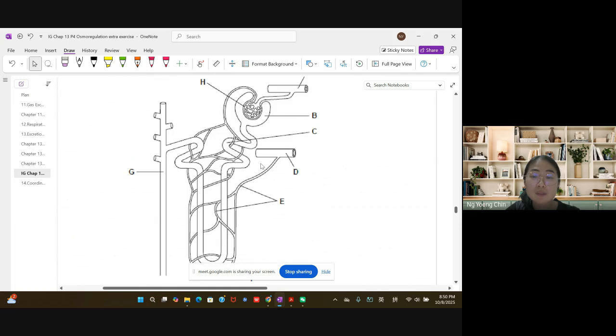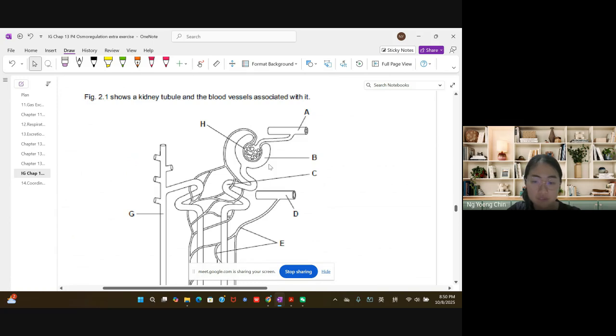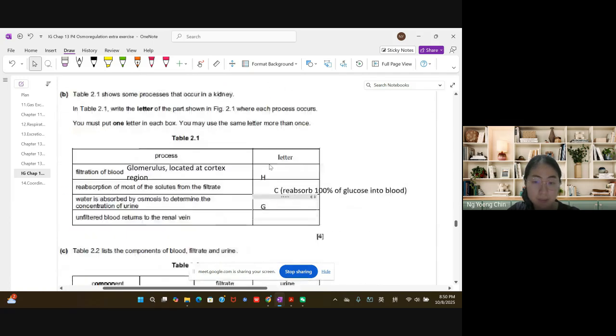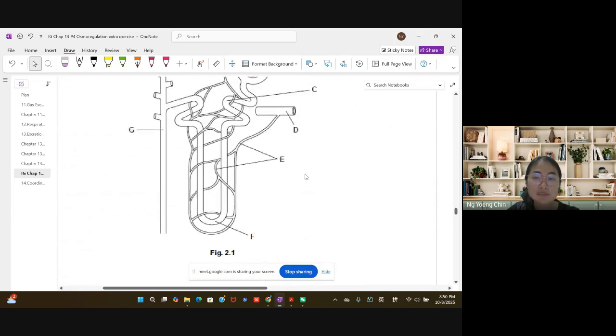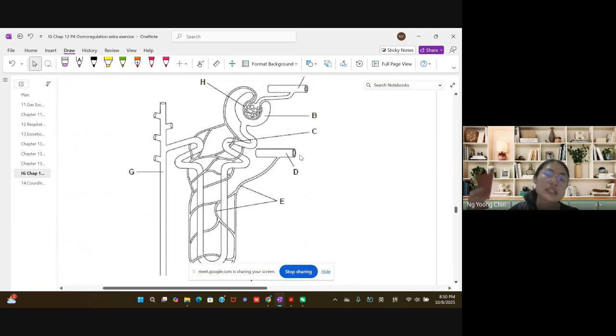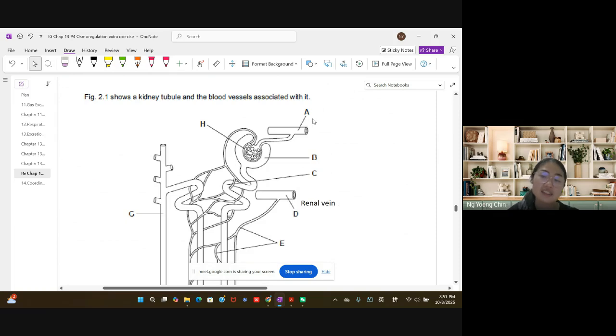So for the unfiltered blood, right, it will go back to the vein. Okay, D. So this we call a renal vein here. The renal vein is here. This is a renal vein. Here is a renal artery. And here will be the afferent arteriole.